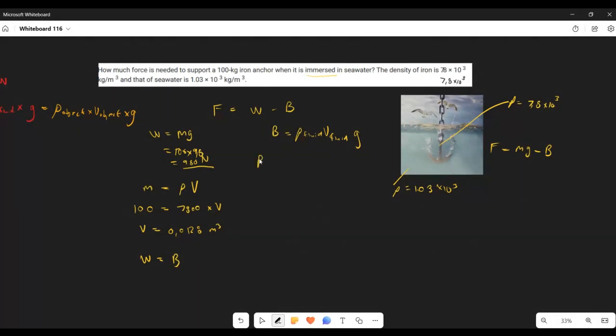So once we have that, we can find the buoyant force now because we have the volume of the object, which is essentially the volume displaced by the fluid, because that's the whole volume immersed, right? So rho fluid is 1.03 times 10 to the power 3. We times that by 0.00128, times 9.8. All right, so just get B. Once you have B, you can find how much force is required to support the anchor. And that force is obviously produced by the chain over there.